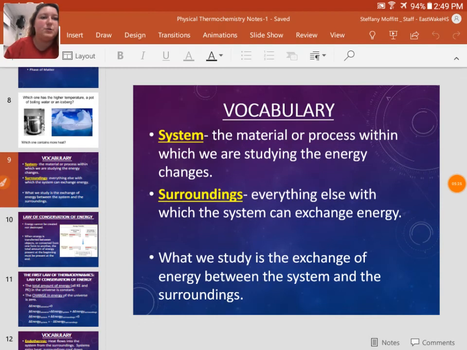Next, we move on to some entropy kind of things. So some more vocabulary terms, the system and the surroundings. The system is going to be like the main thing we're focused on, the thing in the middle, and the surroundings is going to be everything around it. Pretty basic. We're going to study the exchange between the system and the surroundings and the heat involved with that.